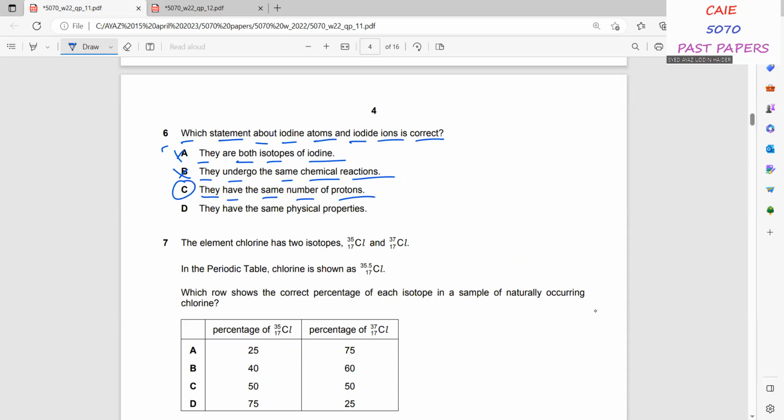I am reading the last statement for your convenience. They have the same physical properties. Wrong.